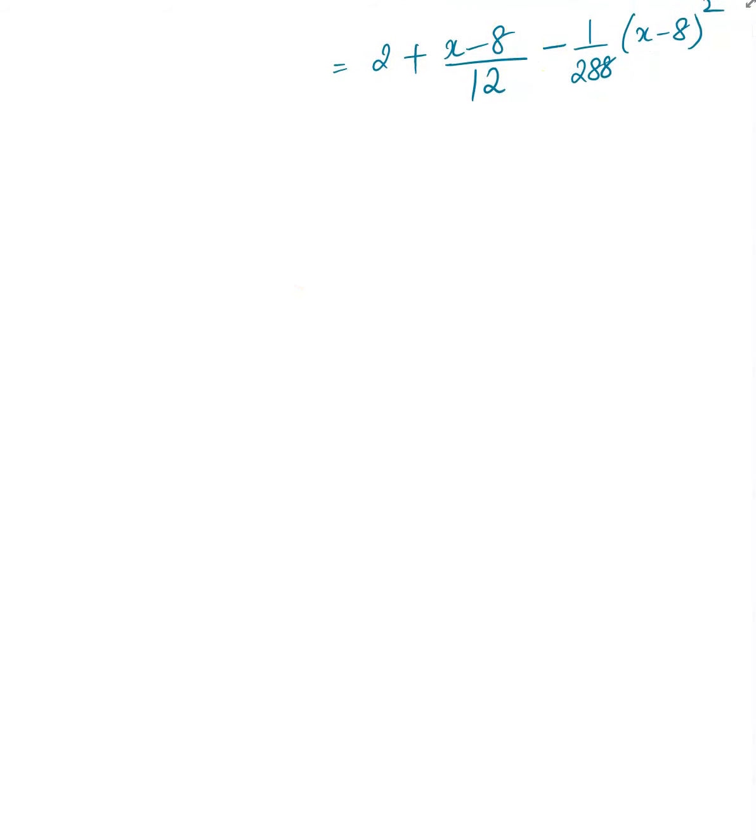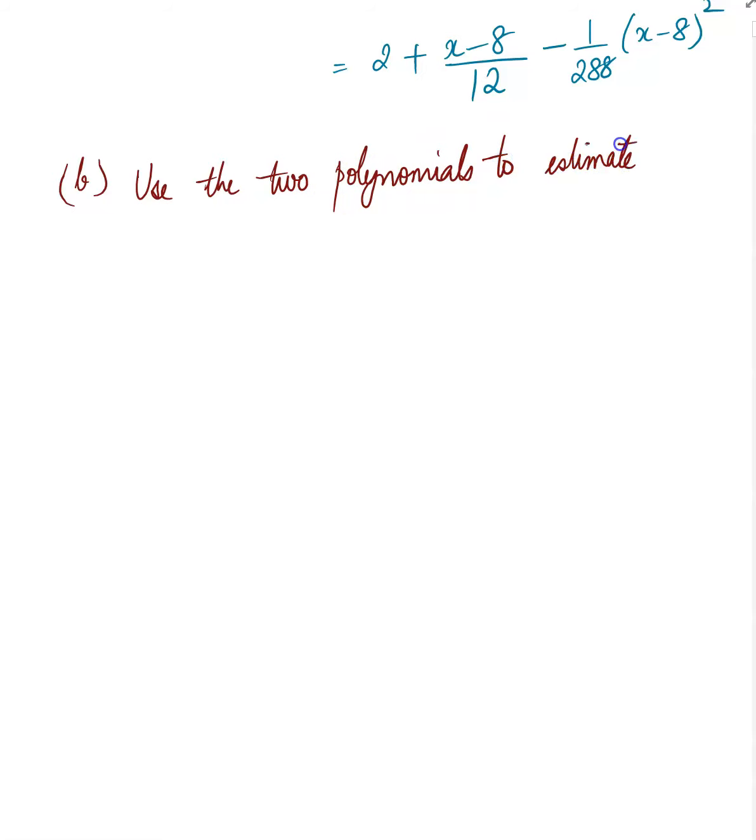So here we left them as fractions, right? But what if you had a very definitive value you had to find? So let's say use the two polynomials to estimate the cube root of 11. So then I'll say, well, the cube root of 11 is approximately your P1 of 11, right?